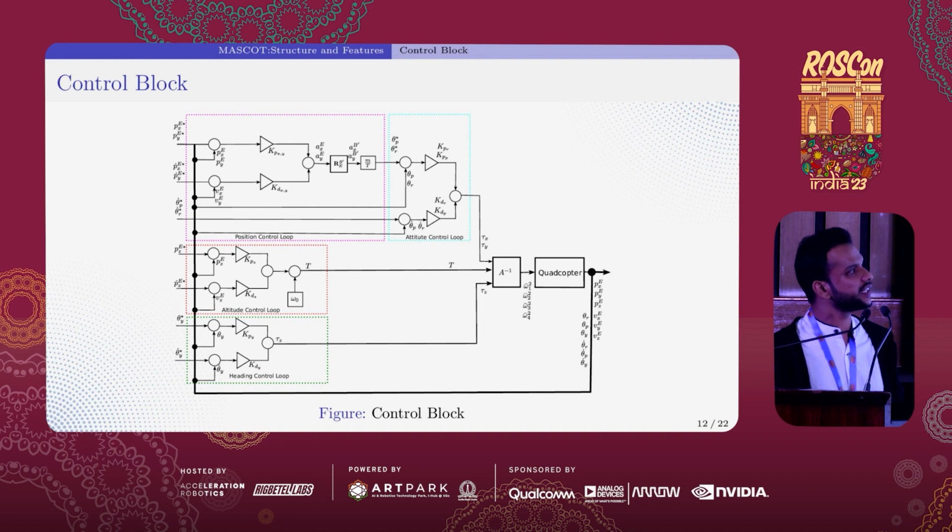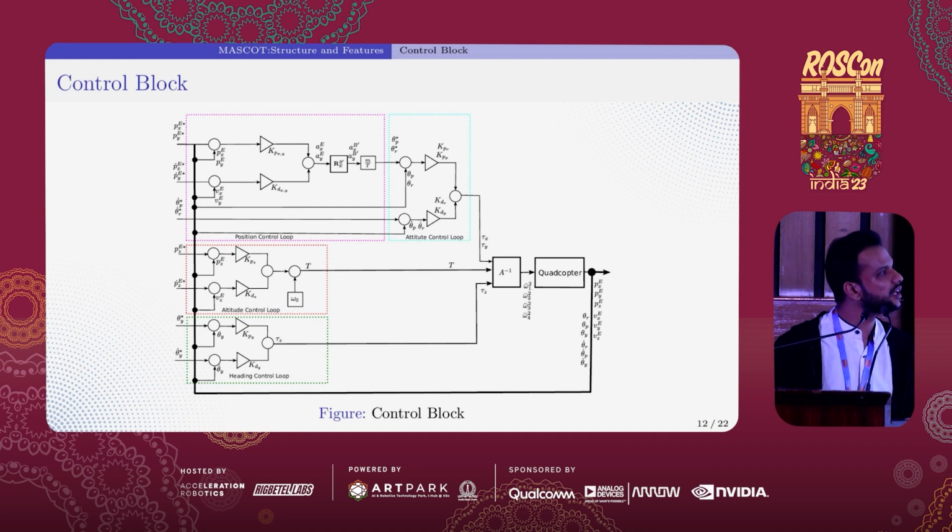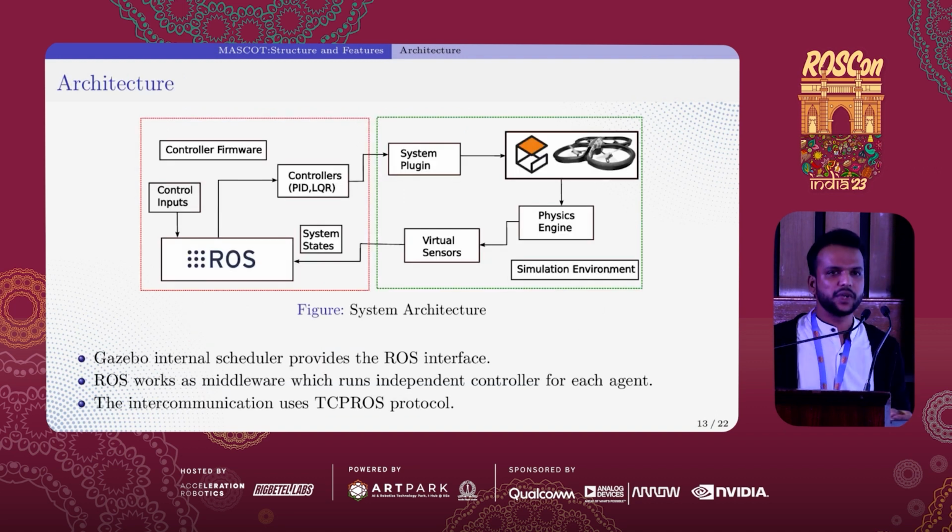This is the main control block diagram. As you can see, the basic control loops are altitude control and heading control, and there is an attitude control. Overall, there is a position control loop. This is the basic architecture, where all the control firmware is handled by ROS, and our simulation and system plugins are in Gazebo, and both are communicating over the network.